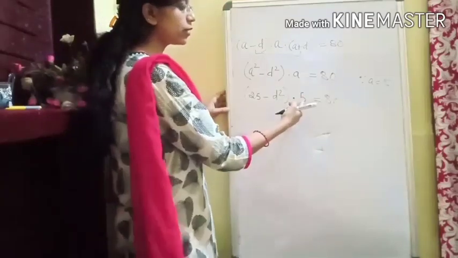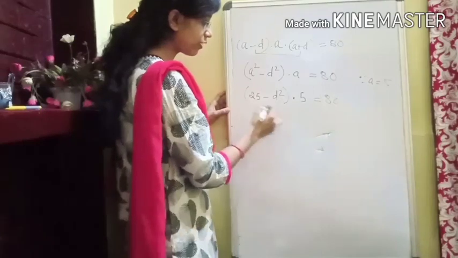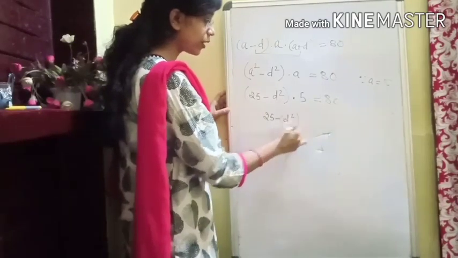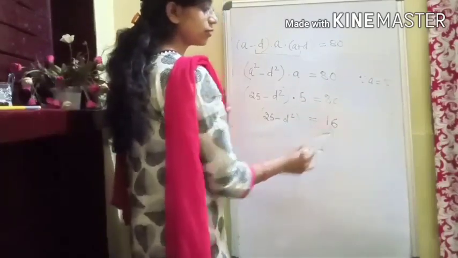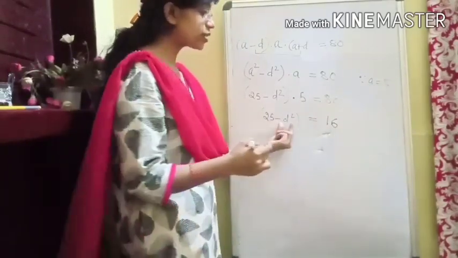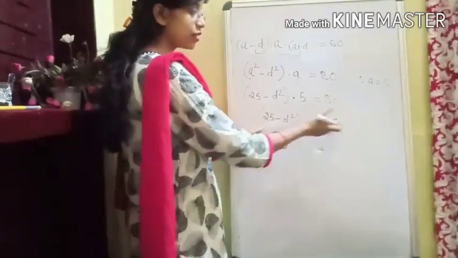So it is in multiplication, it will go there in division. So we are left with 25 minus d square. It will go to that side. 80 upon 5 will be 16. Okay. Now we have to calculate this d square. We are left with 25 minus d square on this side equals 16.